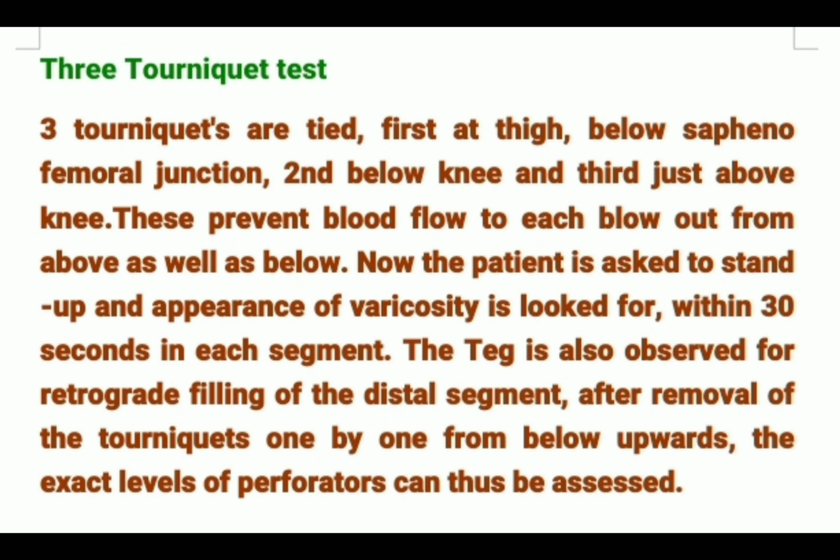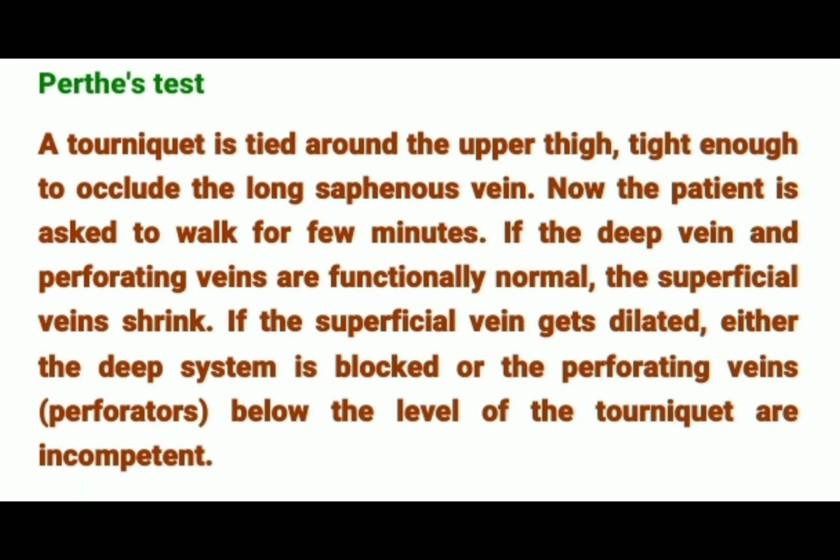Perthes test. A tourniquet is tied around the upper thigh, tight enough to occlude the long saphenous vein. Now the patient is asked to walk for a few minutes. If the deep vein and perforating veins are functionally normal, the superficial veins shrink. If the superficial veins get dilated, either the deep system is blocked or the perforating veins below the level of the tourniquet are incompetent.